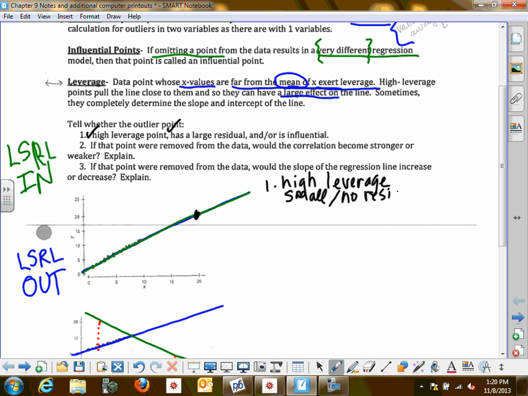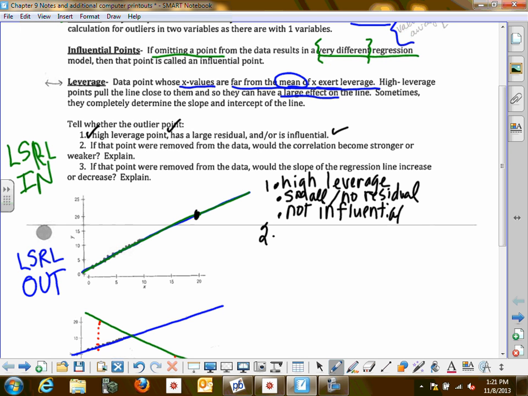All right. How about, is it being influential? The definition of influential means taking that point away makes a large impact on the equation of the line. So is that true? That means going from green to blue. Is there a big change in the equation of the line? No. Okay? All right.